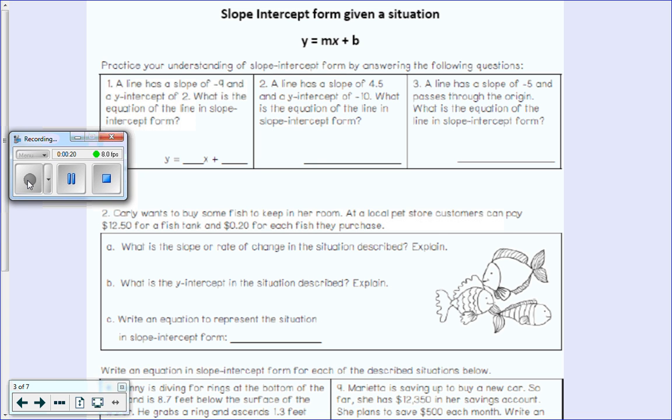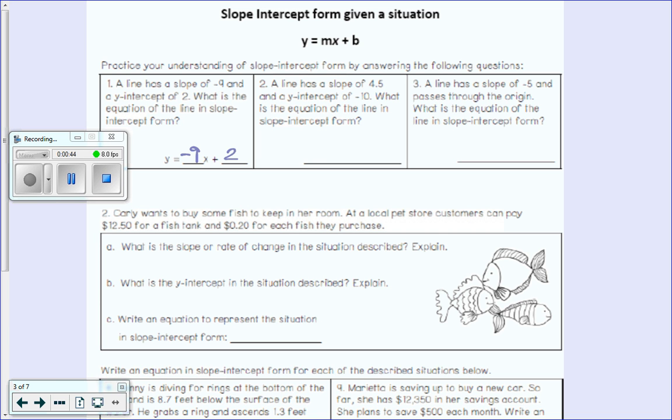Number one, a line has a slope of -9 and a y-intercept of 2. What is the equation of the line in slope-intercept form? What's our slope? Good. And our y-intercept is? 2. So these aren't like real situations, they're just trying to get you used to substituting the numbers, okay?